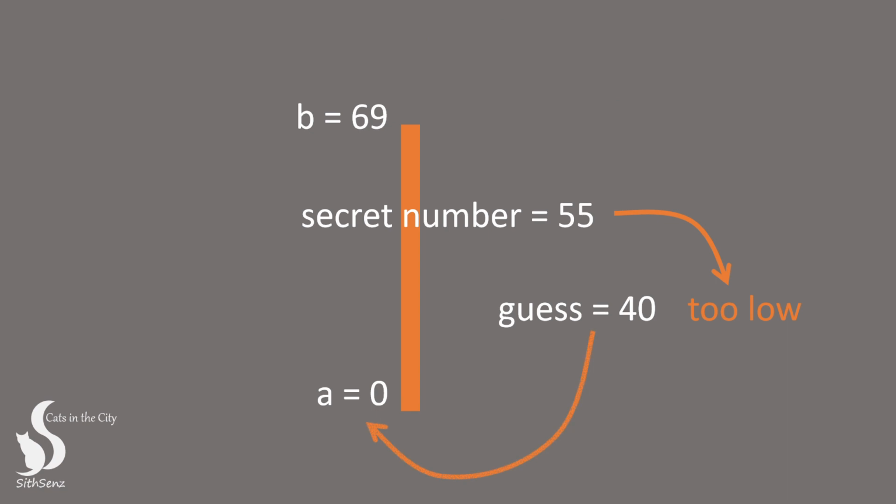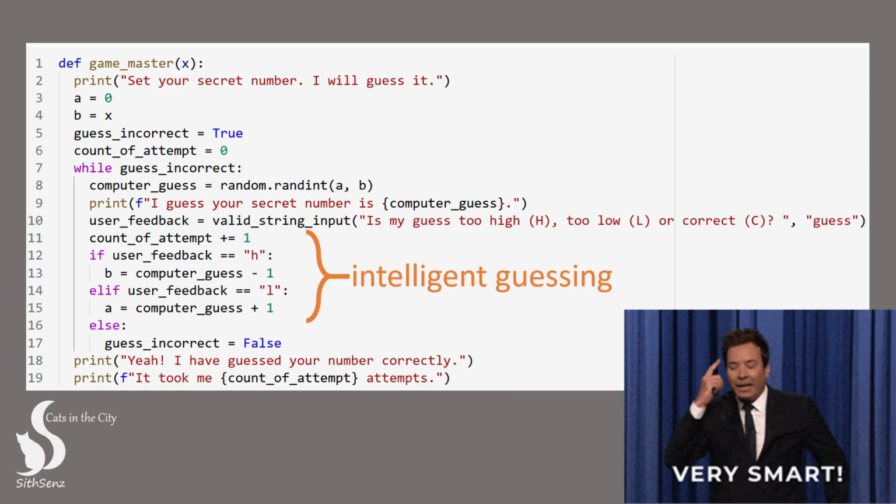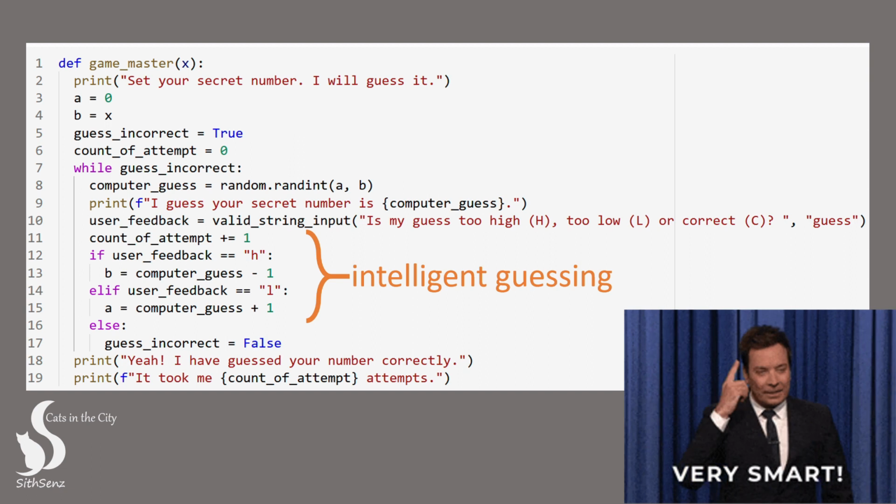On the other hand, if the computer continues and guesses 40, and the user replies too low, we know that 40 is not the correct answer and the secret number can only be between 41 and 69, inclusive. Therefore, we update the value of A to 40 plus 1, which is equal to 41. This process of narrowing down the possible range of the secret number continues until the correct number is guessed. In that case, we'll have to change the variable guess incorrect to true, and thus stop the while loop.